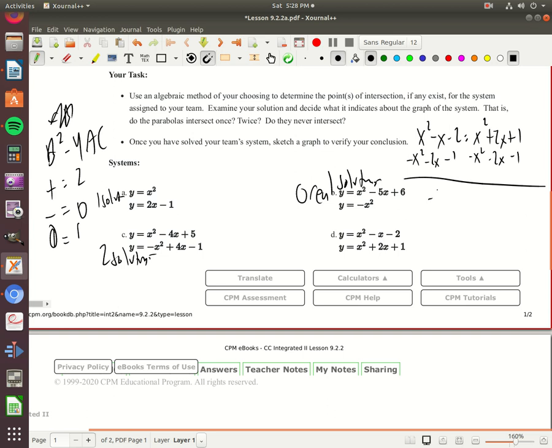These cancel out. I get negative 3x minus 3. So my A is 0, my B is negative 3, and my C is negative 3. So B squared is 9 minus 4 times A times C. Well, you can see that cancels out. It's going to be 9 minus 0, so I get 9. So this has two solutions.